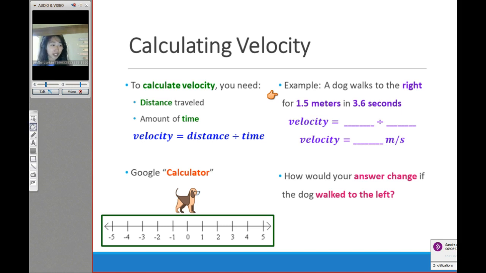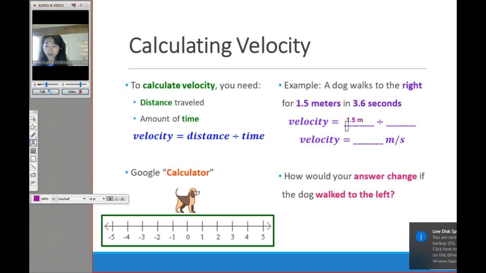I need everybody participating. You're doing the work for yourself. You're not just relying on your classmates. You yourself are capable of doing this. Yeah, so the distance is 1.5 meters. So we're going to fill in here 1.5 meters, or M for meters.